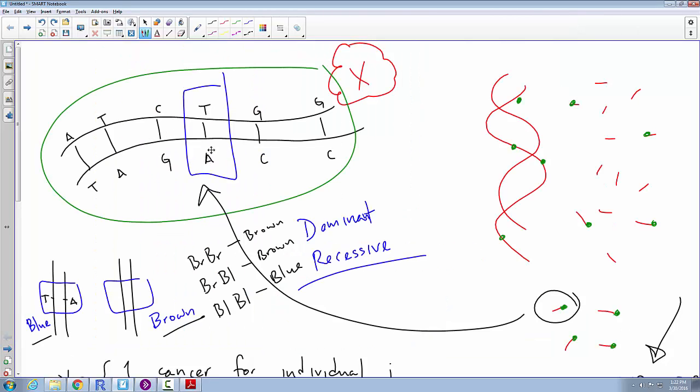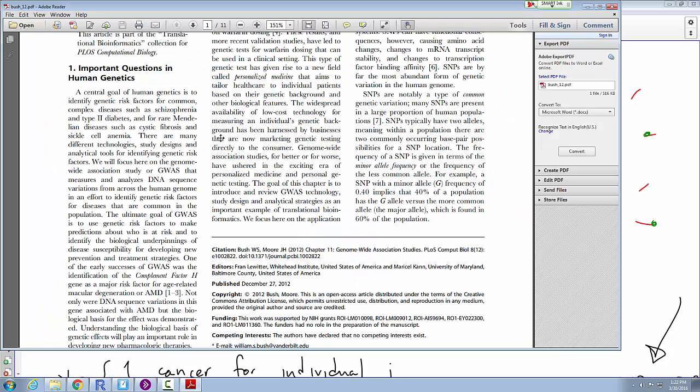Cystic fibrosis has a location where there's variation in the population, and it's called a mutation. We're not going to be looking at mutations in GWAS. A mutation is a very rare change that has a big effect. Let me show you a picture over here.